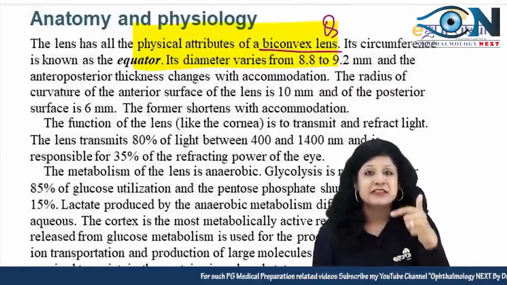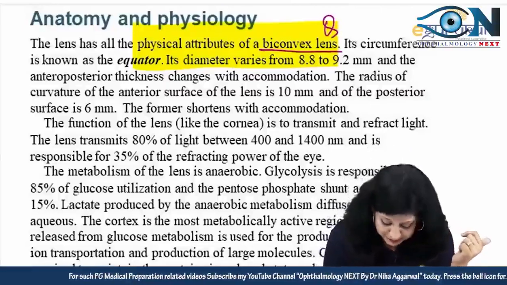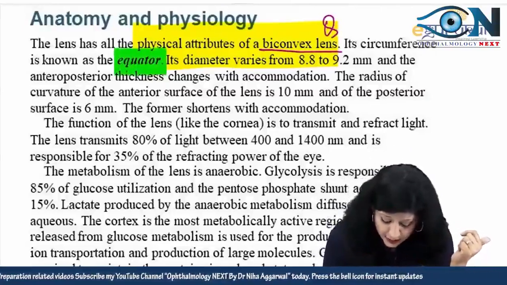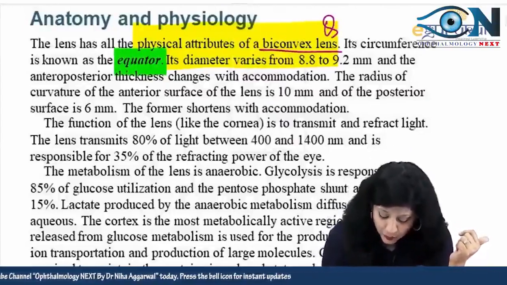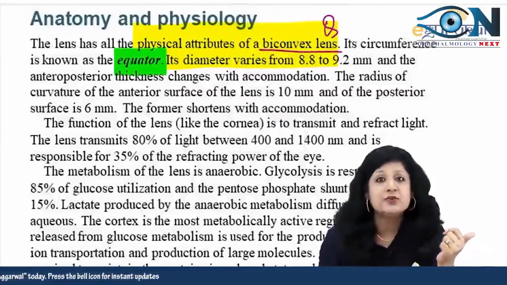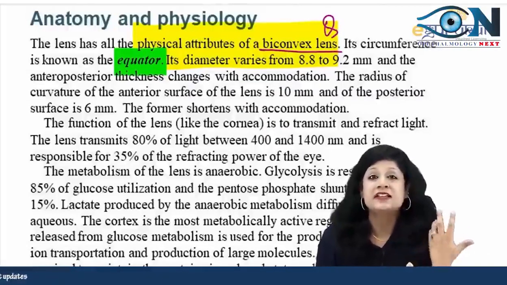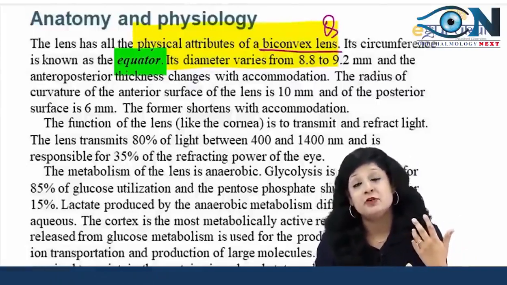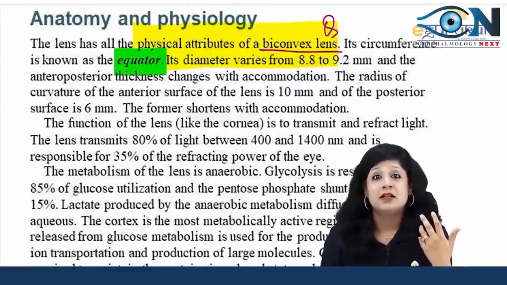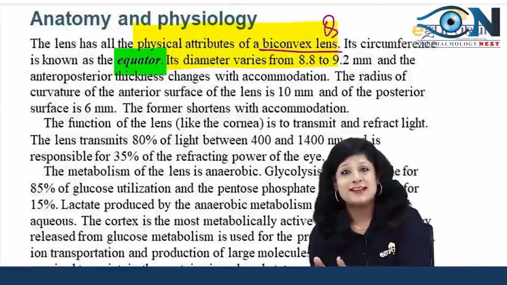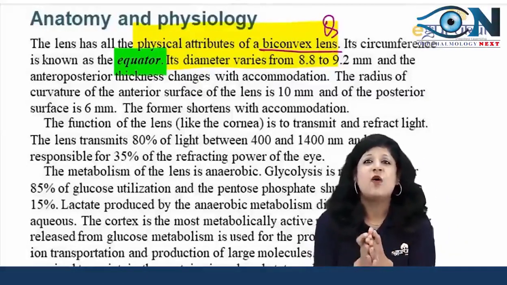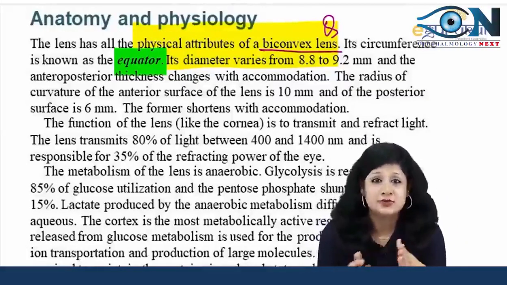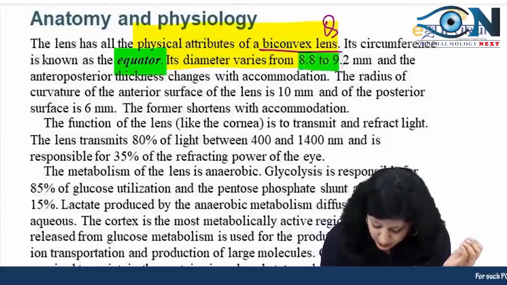Its circumference is called the equator. And what is the diameter? Now, these are pretty standard values. Whenever you have a dilemma, whenever you people ask me, ma'am, this book says this, and this book says that, then I always prefer to go with the value of Parson. So those are pretty good values.